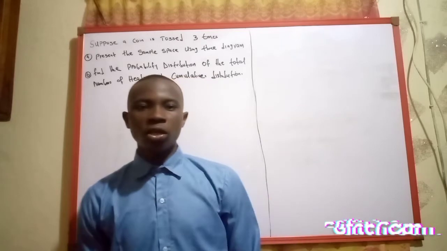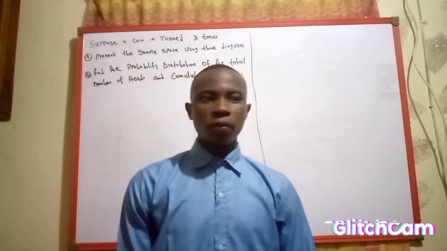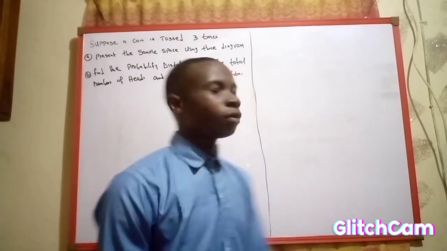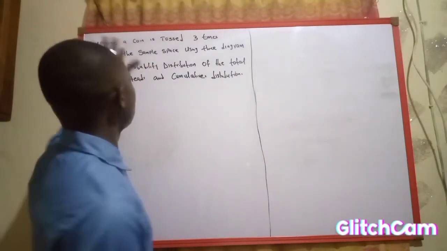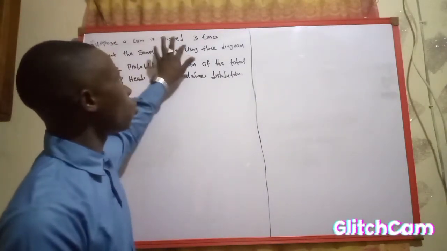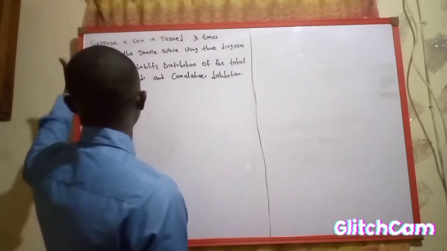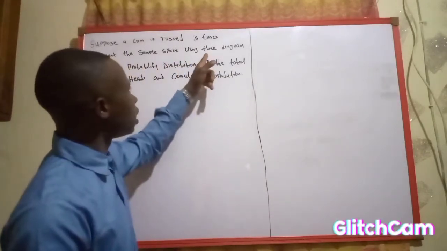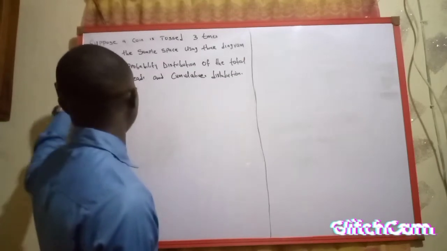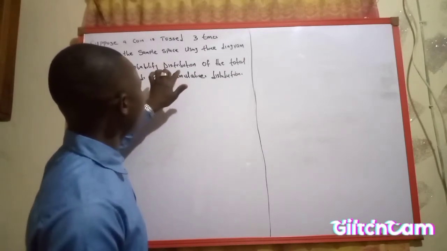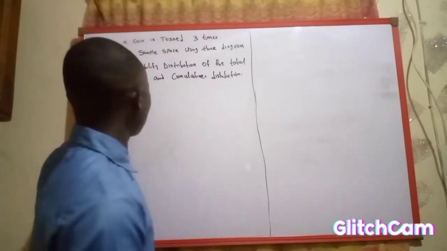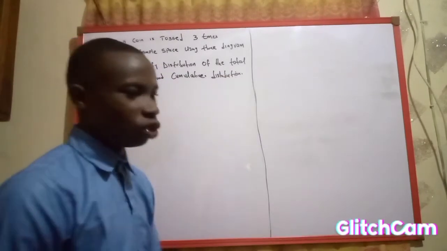In today's lesson, we are going to learn how to toss a coin. So, look at the question on the board. The question says, suppose a coin is tossed 3 times. Present the sample space using a tree diagram. Then option B says, find the probability distribution of the total number of heads and the cumulative distribution.